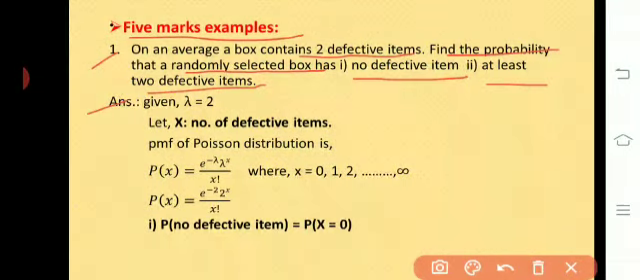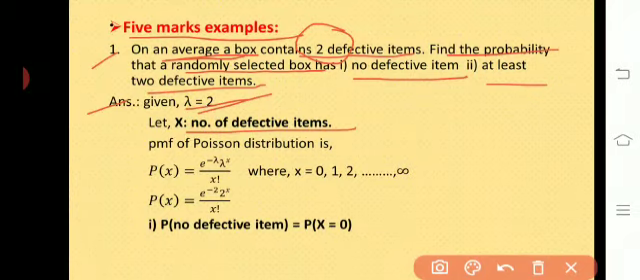Now in the solution, what is given? On an average a box contains 2 defective items. On an average means mean is given. So lambda is equal, and we know that for Poisson distribution mean is equal to lambda, and here mean is equal to 2. So lambda is equal to 2. Now we will consider x, that is the number of defective items.